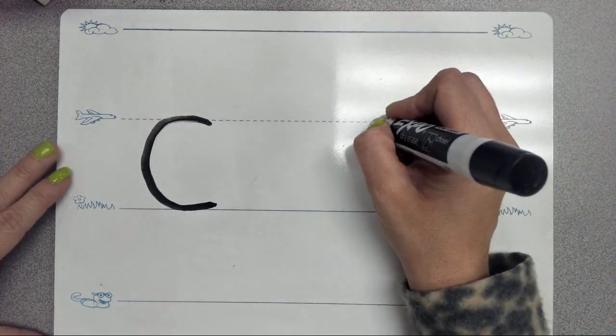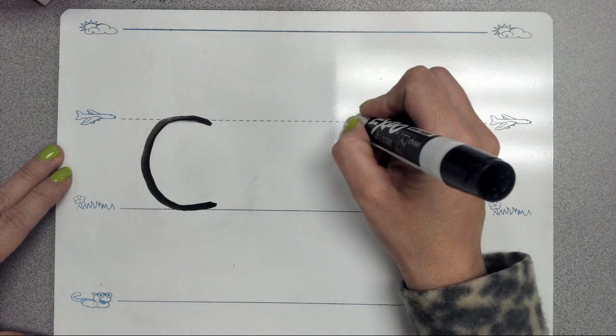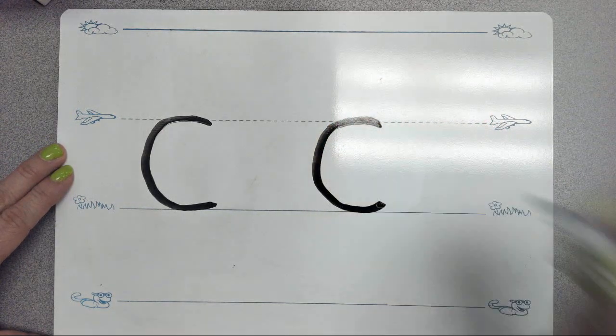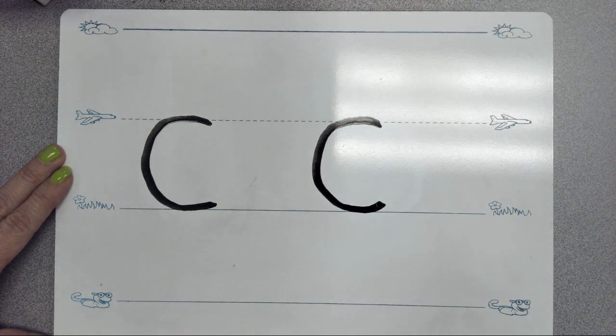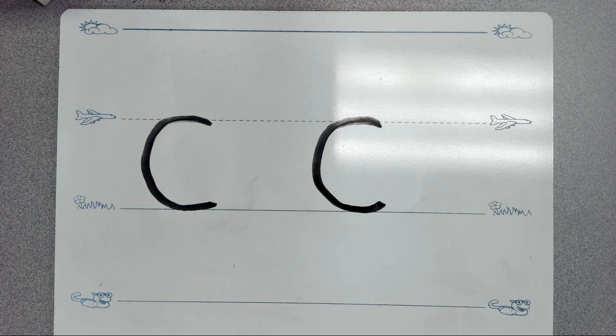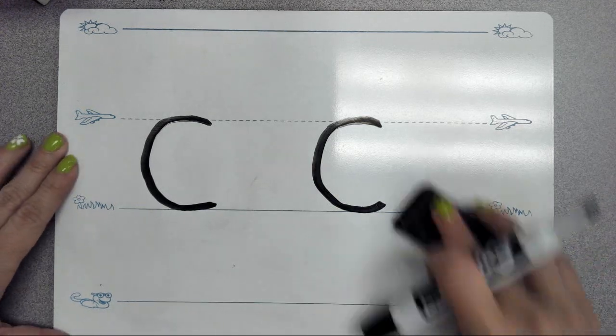And the next one, point to the plane line. Start to fly backwards on the plane line and down around to the grass line. C, cat, K. Congratulations. You may erase your C, my little children.